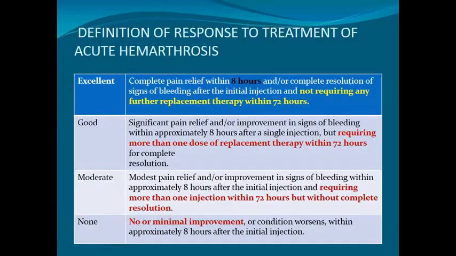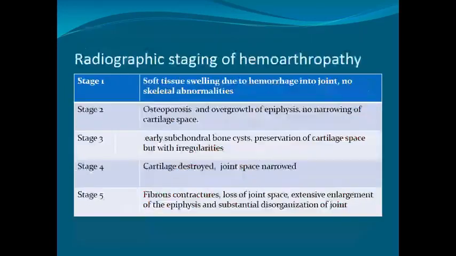Okay, now how are you going to decide the response to treatment of acute hemarthrosis? If a patient has already developed hemarthrosis, then to see whether the patient has responded, there are 4 types of response. One is an excellent response. Sometimes we ask in MCQs: what is an excellent response, what is a good response, what is a moderate response and what is no response. These are the definitions I have already stated.